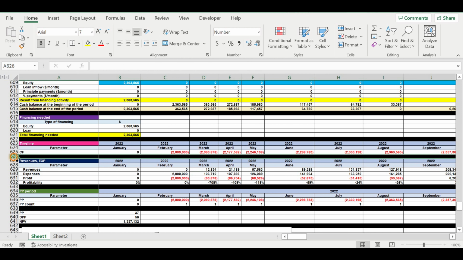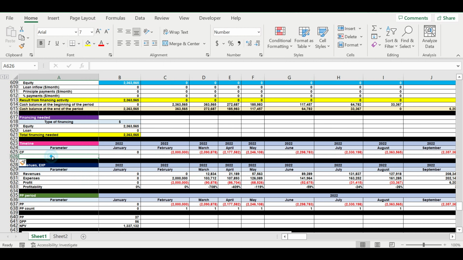So let me just add a line here. I will call this line loan coverage ratio. And the value, how it is calculated.